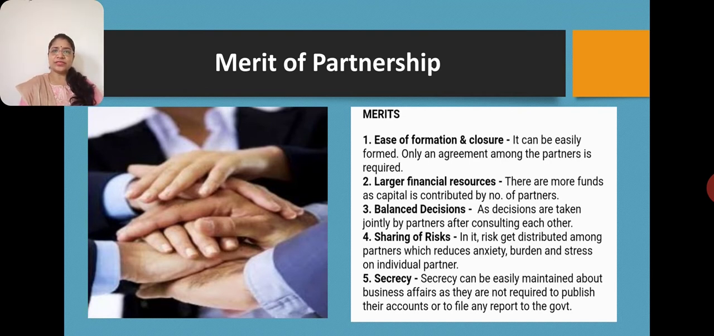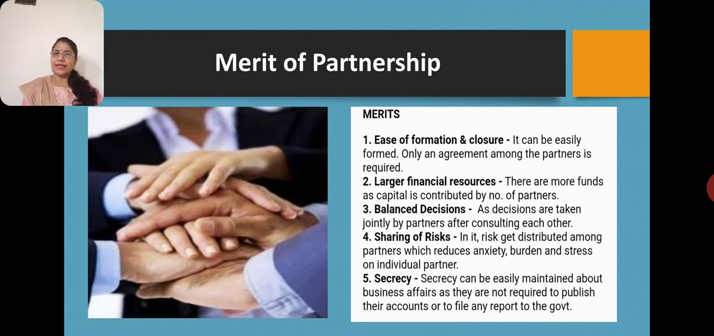The next merit is a balanced decision. Here we say it is a balanced decision because there is joint decision, mutual decision. With the consent of all the partners, after discussion, the partnership firm takes a decision. Consulting with each and every one means many brains are being used. 4 partners, 4 heads. So mental exercise is done, they analyze everything, and their experience is counted. They can take all the good decisions by mutual consent. So it is said there is a balanced decision.